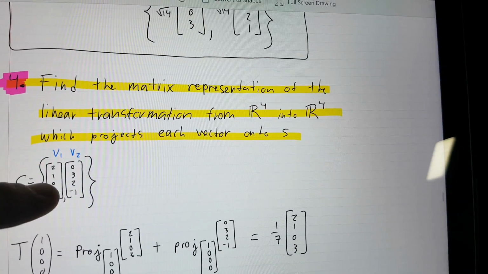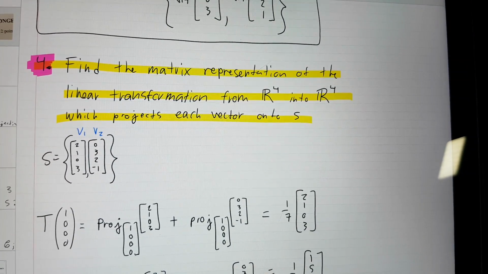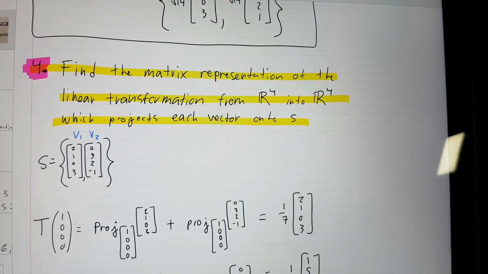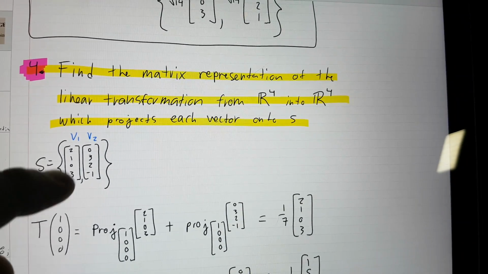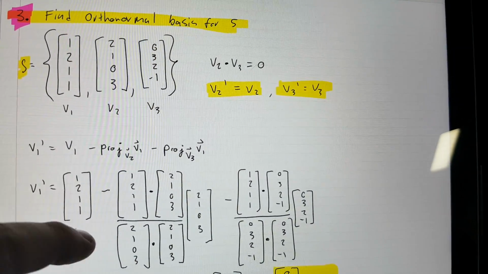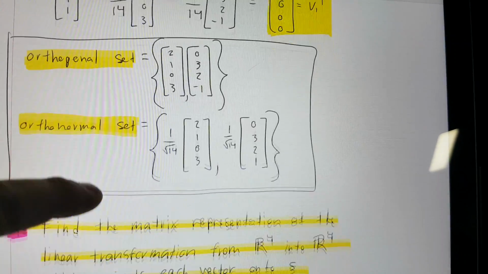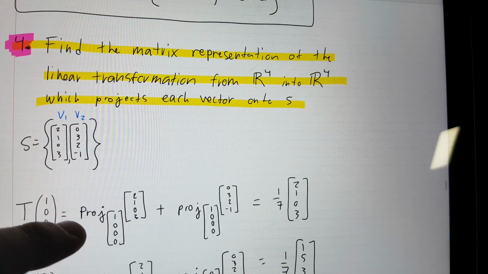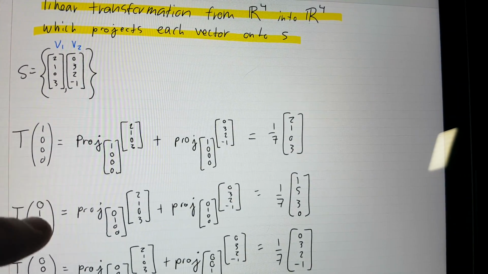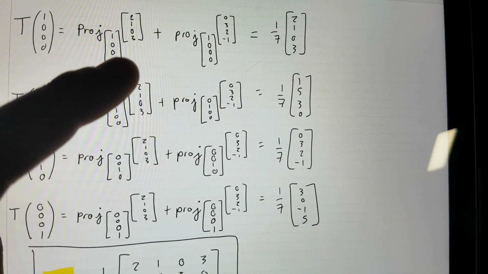Alright, so number 4. Find the matrix representation of the linear transformation from R4 into R4 which projects each vector onto S. I said S was this subspace here. Now you can just use this as your subspace. Then you take the identity matrix, the column vectors, and in 4D you're going to have to do it 4 times, projecting each onto that.